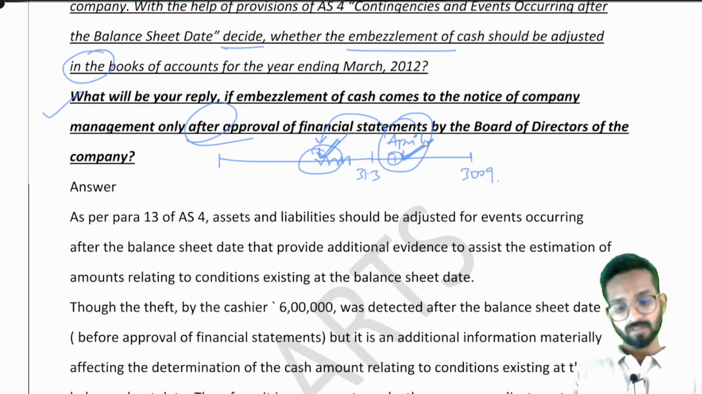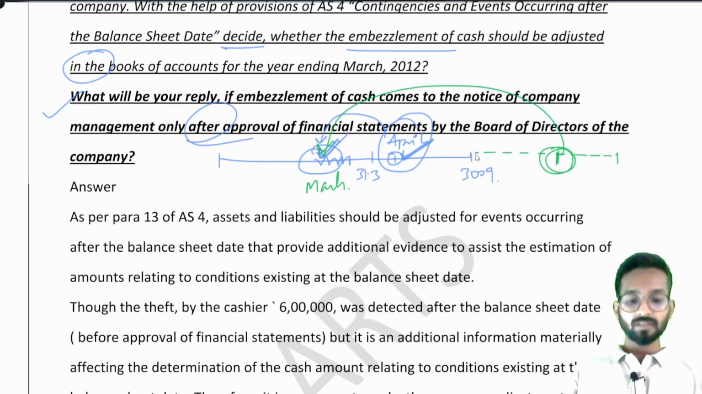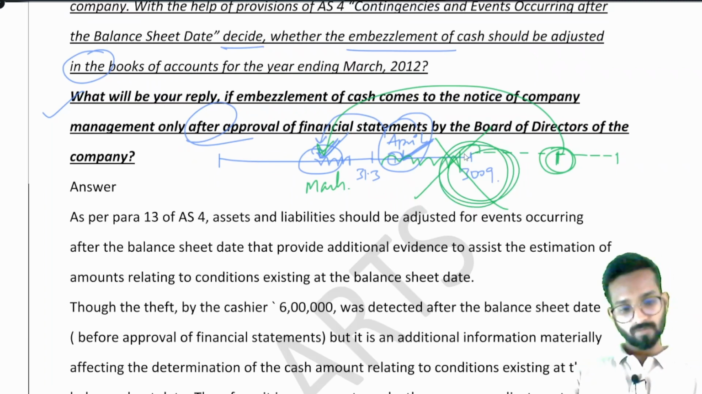What is the second question? What will be your reply if embezzlement comes to notice after approval? Say after 30th September, management finds out that there was some cash embezzlement in the previous month March. Then what will you do? That is not the case for AS4. AS4 will not deal with that. Understood? AS4 deals with the events which are happening before the date of approval of financial statement. This date is important for AS4. Understood?